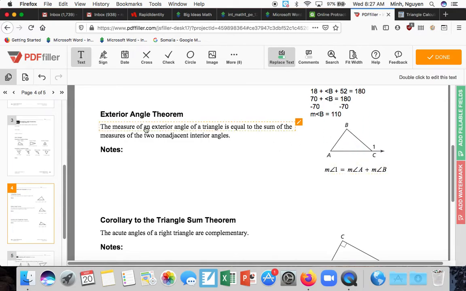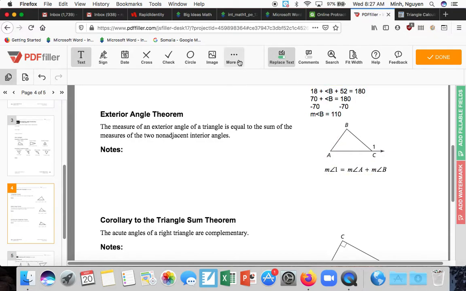So in this context, if it says non-adjacent, what do you think that means? So where are A and B compared to 1? I'm hoping that you notice that it's the two angles that 1 is not touching or next to, which is what non-adjacent means. Non-adjacent means not next to. So angle C is adjacent to angle 1, so it's nowhere in this problem. If we have an exterior angle, you have to add up the two opposite interior angles.